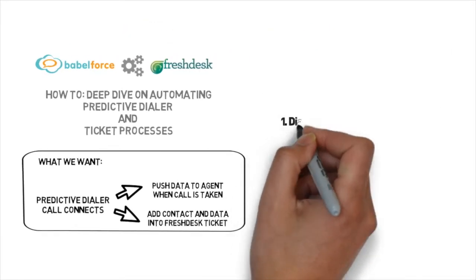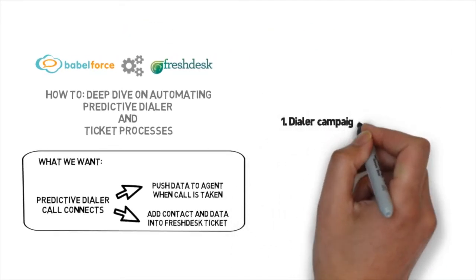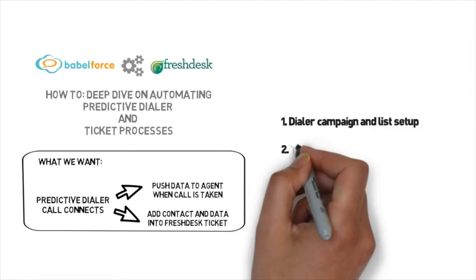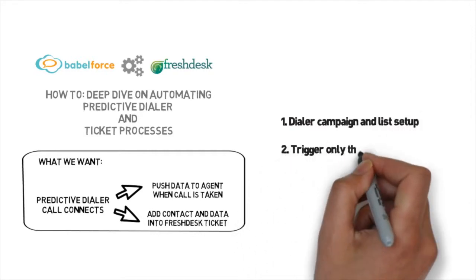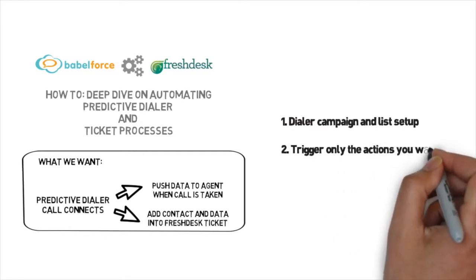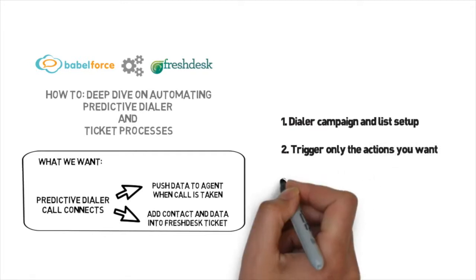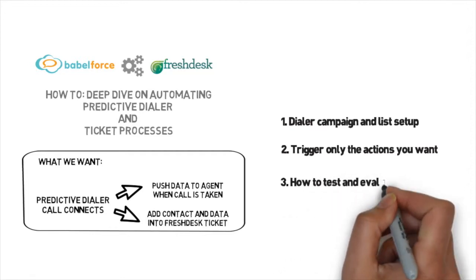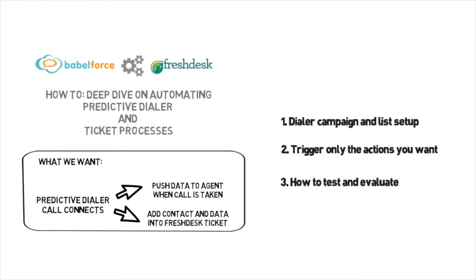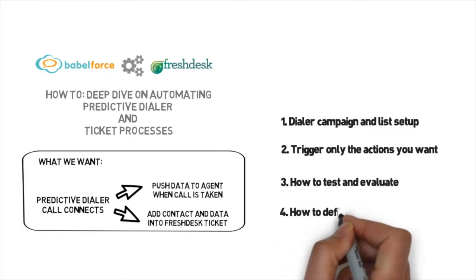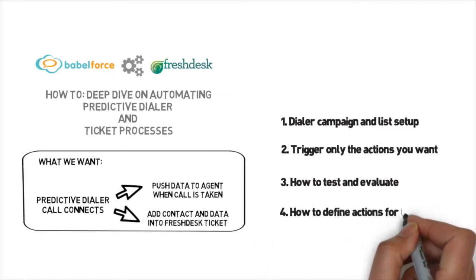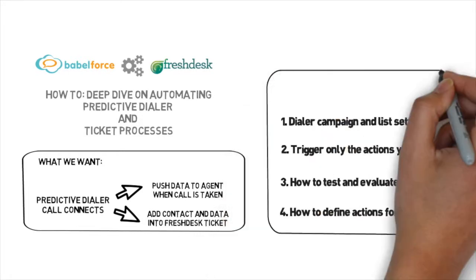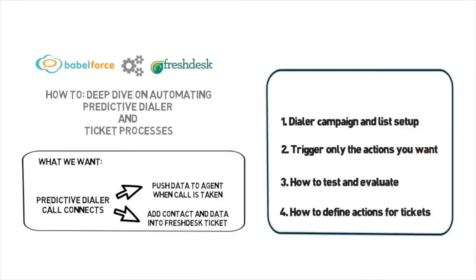And there's going to be 4 steps to achieve that. First, we're going to look at how a campaign for predictive dialer and the list for it are set up in BABELFORCE. Then we're going to look at the trigger so that the actions only happen for your particular dialer campaign. Then we're going to look at how to test and evaluate values in the system while you're debugging your config. And finally, we're going to define the actions on integrations, particularly for the Freshdesk tickets. Step by step, 4 steps.